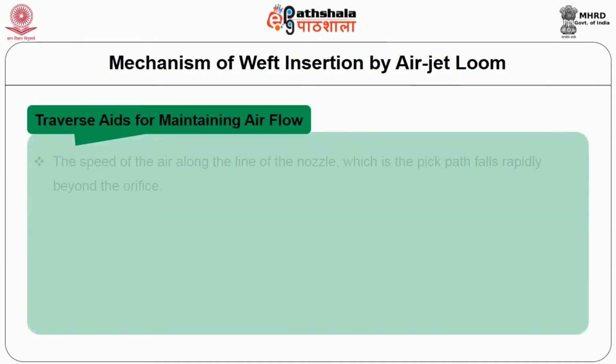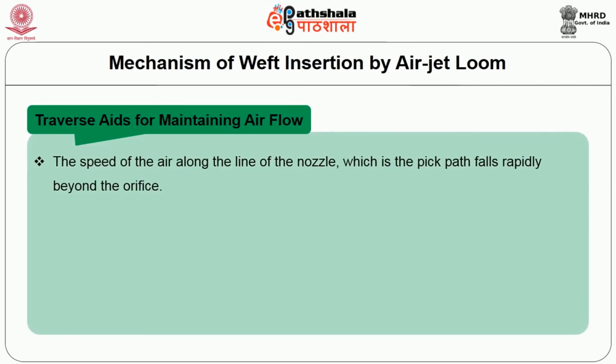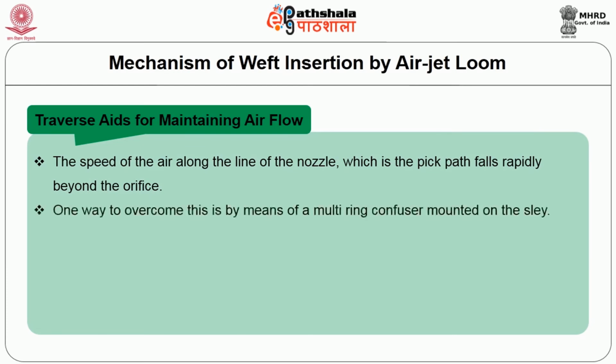Traverse aid for maintaining airflow. The speed of the air along the line of the nozzle, which is the pick path, falls rapidly beyond the orifice. One way to overcome this is by means of a multi-ring confuser mounted on the sley, as shown in figure 5.2.